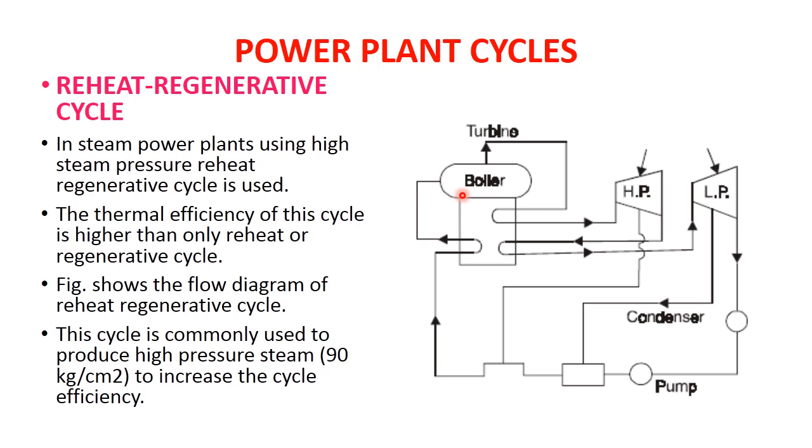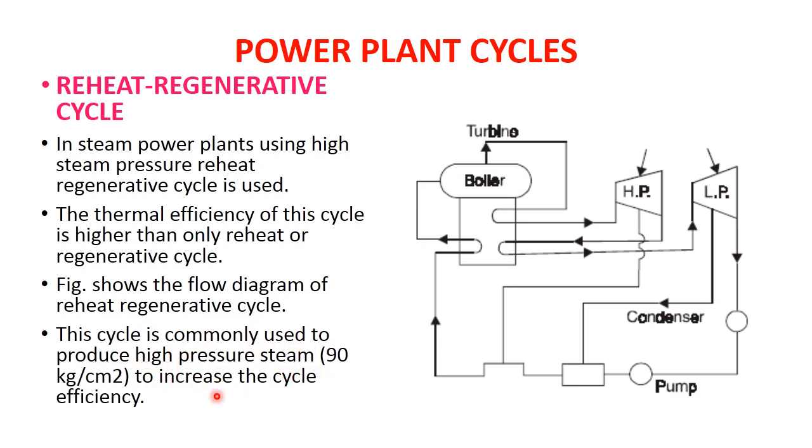So basically this type of cycle has two processes. One is the reheating process, and the second is regenerative. It means some part of the steam taken from the turbine will be used to increase the temperature of the feed water when it is supplied to the boiler, and at the same time, the steam is heated, taken from the turbine, and sent to the second turbine with the help of a reheater, so that there is a combination of reheat and regenerative cycle. In steam power plants using high steam pressure, the reheat regenerative cycle is used. The thermal efficiency of this cycle is higher than only reheat or only regenerative cycle. So the combination of the two cycles will give us higher thermal efficiencies.